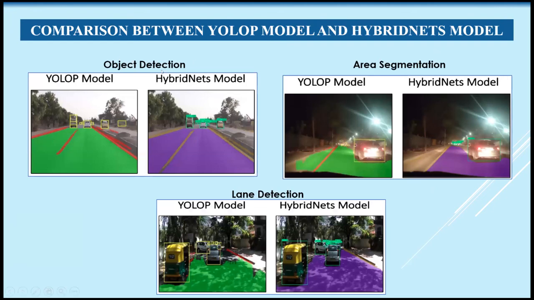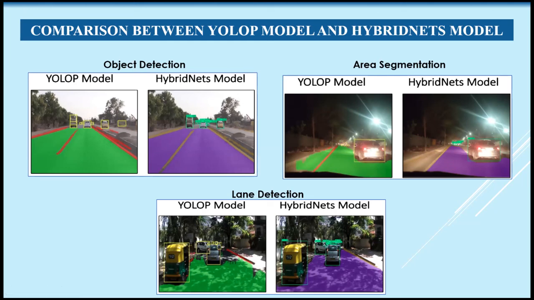So we have done the comparative study for the YOLOP model and the HybridNet model, in which it is observed that YOLOP detects wrong objects or gives bounding boxes where traffic objects are not present. So we can see that here a bounding box is created where there is no traffic object. In the HybridNet model it is not detected, but in the YOLOP model this bounding box is detected. So there is a wrong prediction.